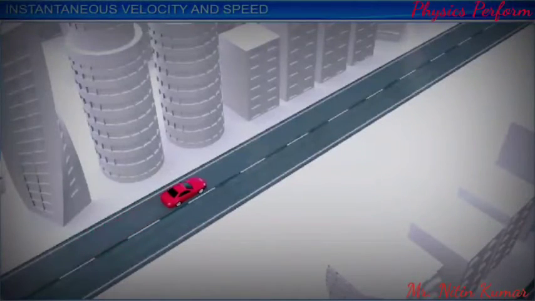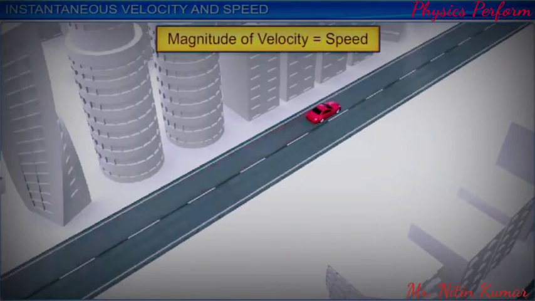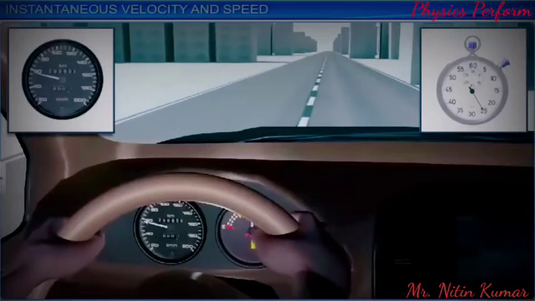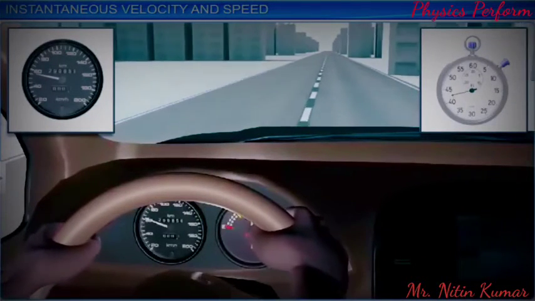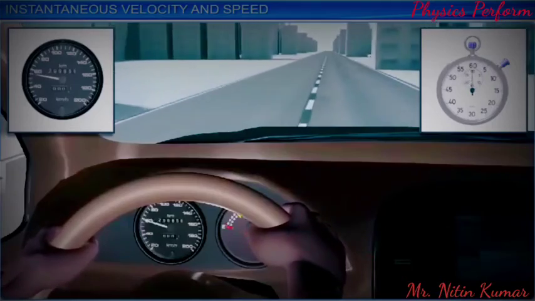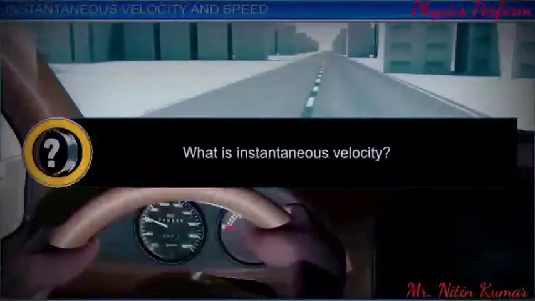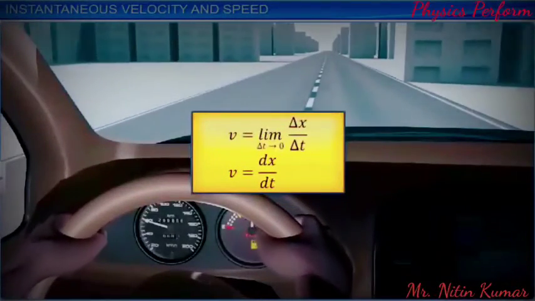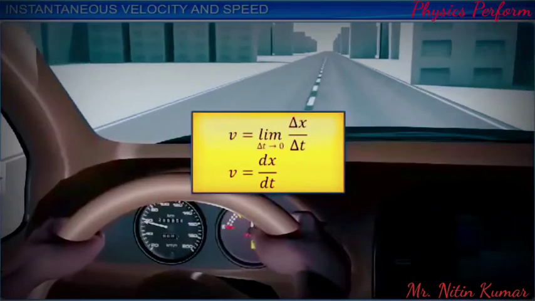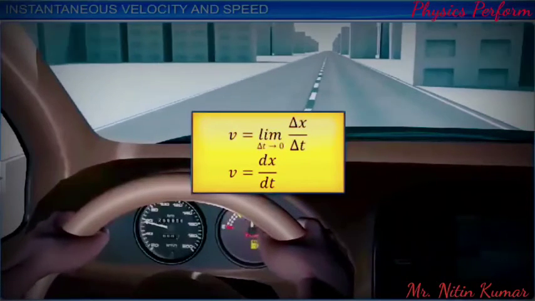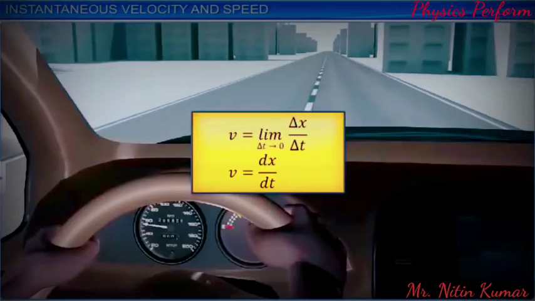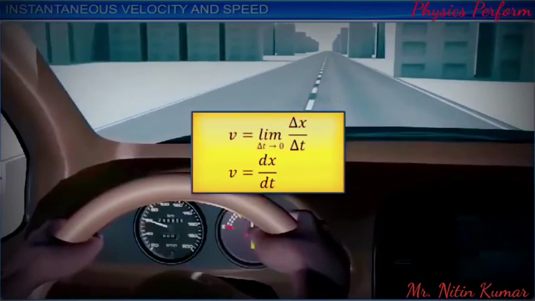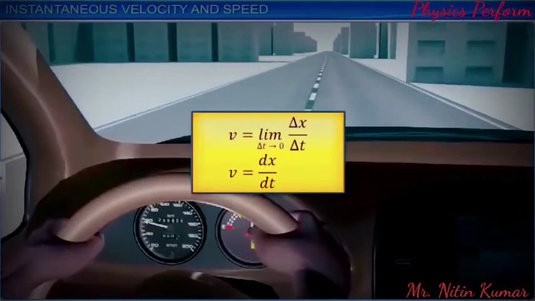When a body moves in a straight line, the magnitude of its velocity is equal to its speed. The speedometer reading gives the instantaneous velocity at that particular moment. What is instantaneous velocity? The velocity at an instant, or instantaneous velocity, is defined as the limit of the average velocity as the time interval delta t becomes infinitesimally small.